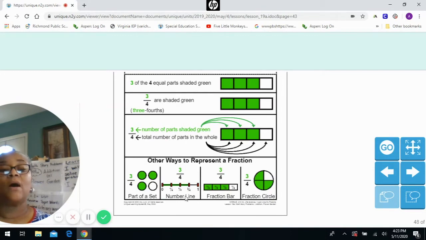Even on the number line where you have a ruler, you have 1/4, 1/2, 3/4, and then you have 1, meaning all of those. So that's 3/4. Here's the fraction bar. Same thing. You have 1/4, 1/4, 1/4, and all of them together is 3/4. Or in the fraction circle, you have 3/4. Okay, just like here.